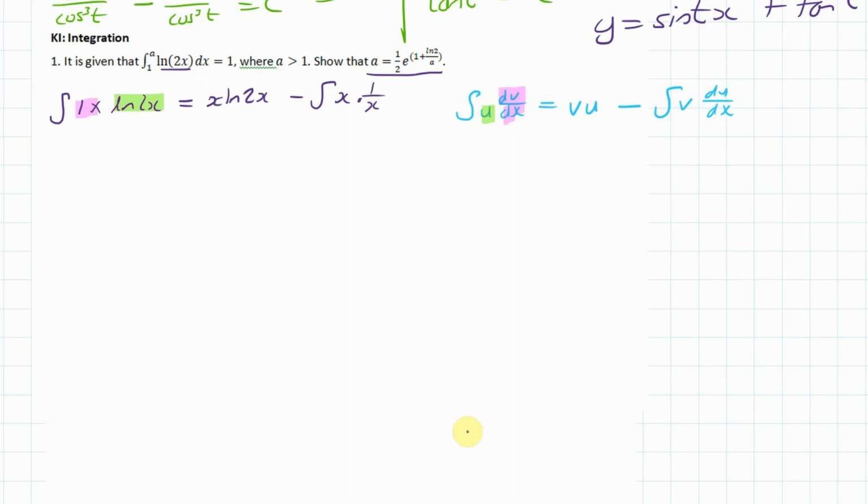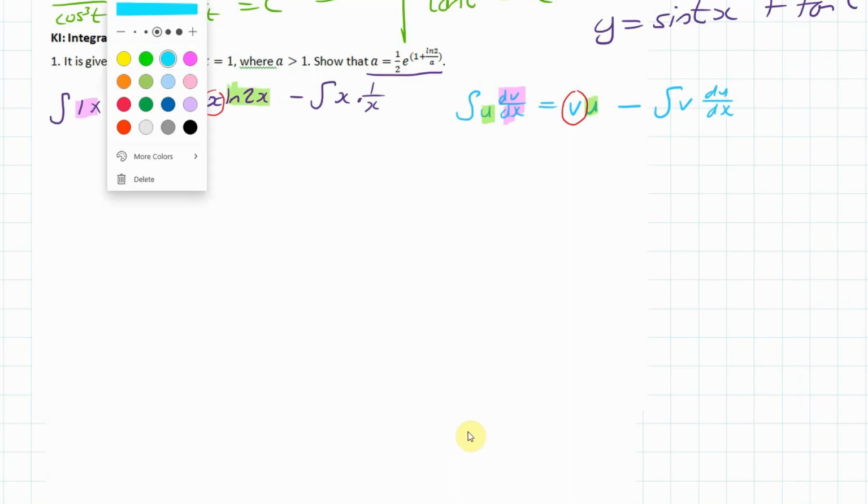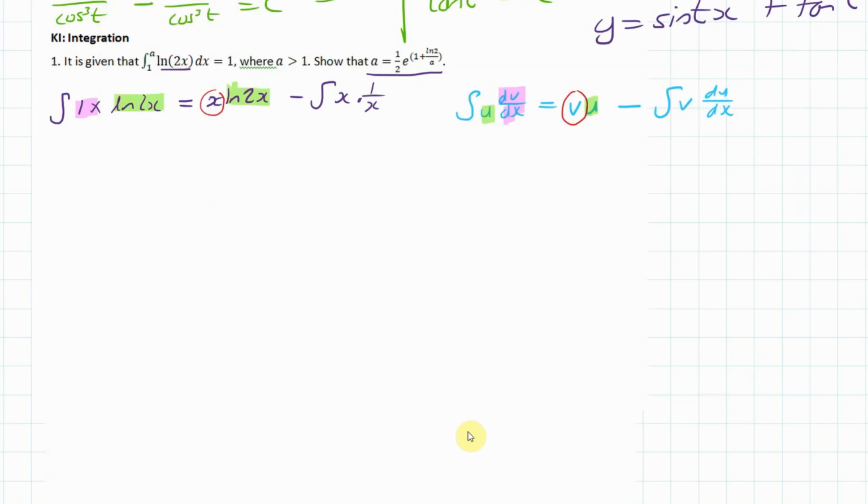Okay, now if 1 is dv dx, that means that v is x. And u carries on, right? So that's there, that's there. And du dx is going to be, so du dx, this bit here, is when we differentiate the ln x. And that x is the v. Okay, so that's what we're going to do. We're going to work with this side here. So here we go.